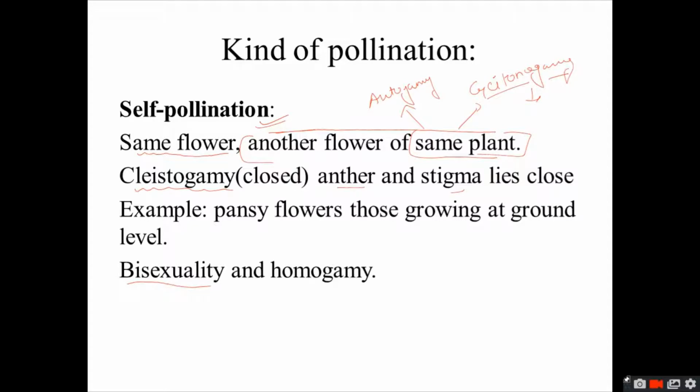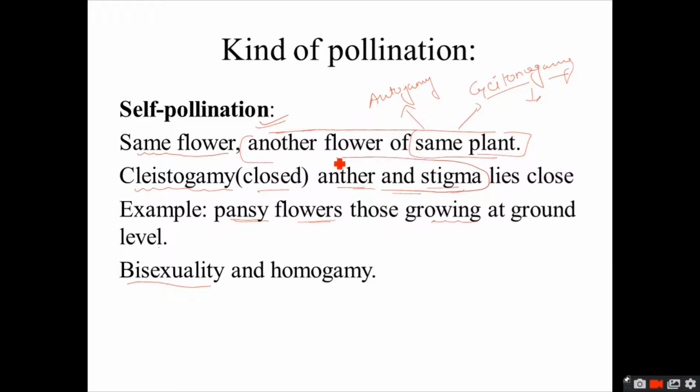So basically in the case of pansy flowers, the anthers and stigma are present within separate closed structures, and pansy flowers are mainly responsible for the cleistogamy type of pollination. These are the flowers which are growing at the ground level. So pansy flowers growing at the ground level show cleistogamy, that is, a closed anther and stigma.